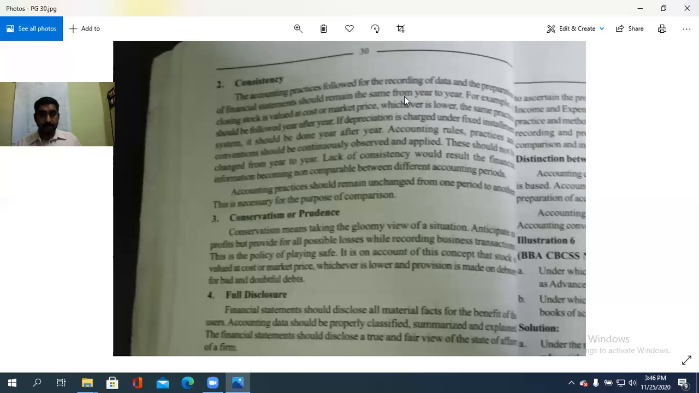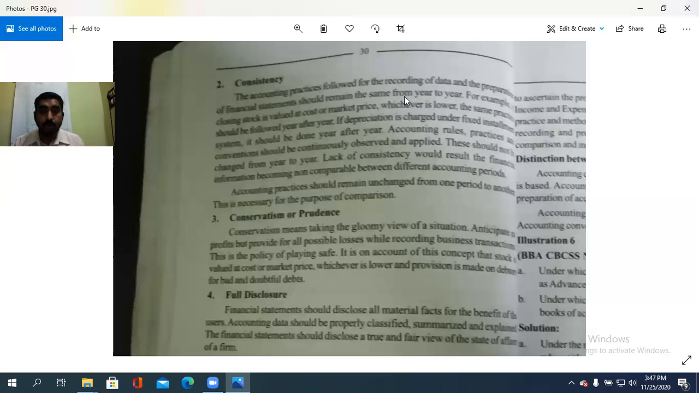So that is the case. So these should not be changed year after year. So it is consistent. There is no change. I think you understand now. Consistency. So materiality, consistency. Third is conservatism or prudence.